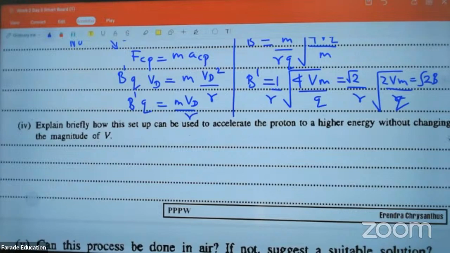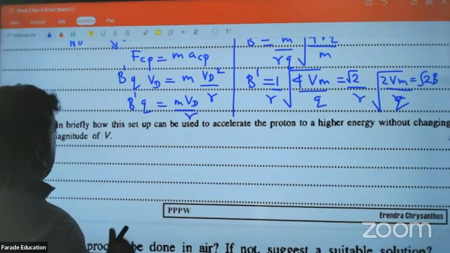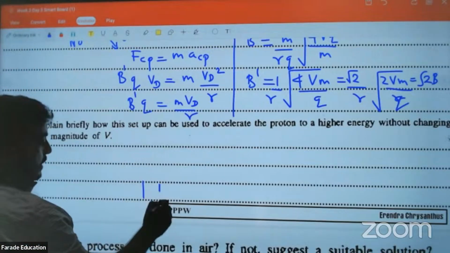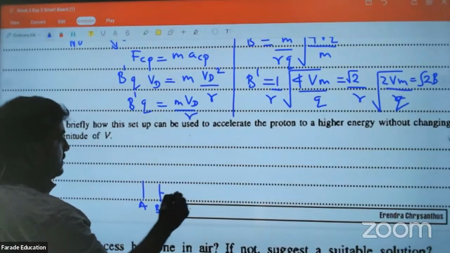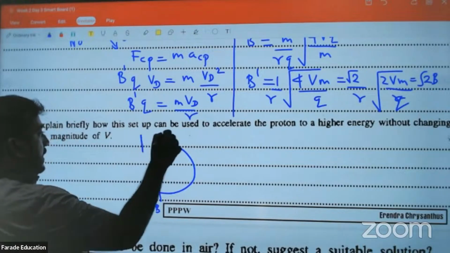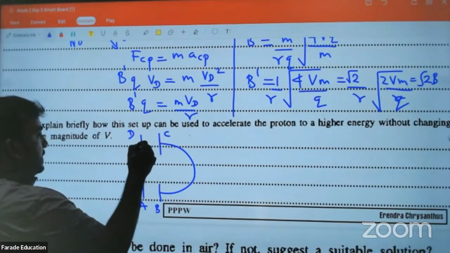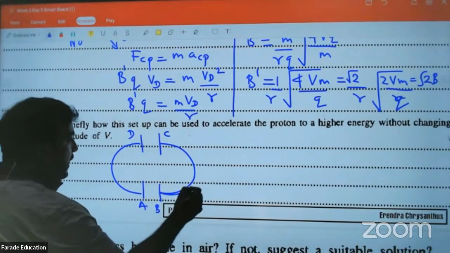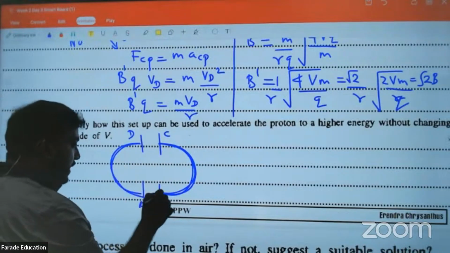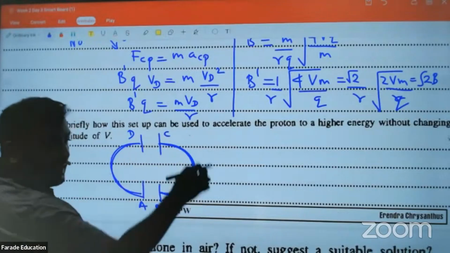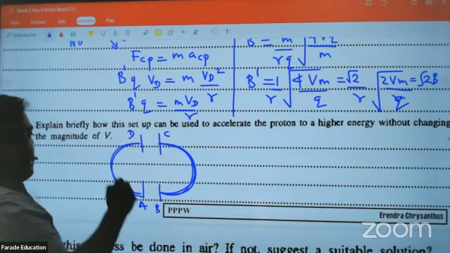Briefly explain how this setup can be used to accelerate the proton. So how can you explain? A to B, speed increases, speed is constant. C to D, speed increases, speed is constant. Again increases, again constant, increases, constant, increases. Every half a cycle through the plates, the speed will what? Increase.